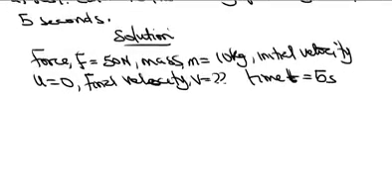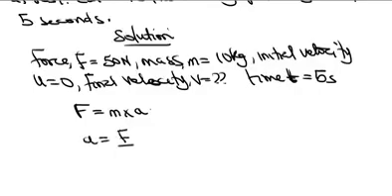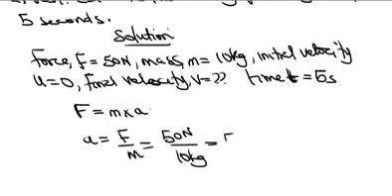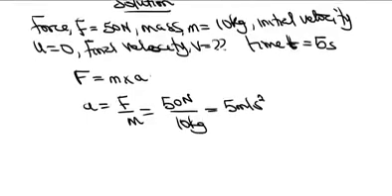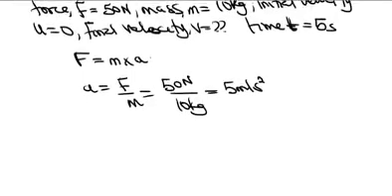So from here we could see that force is equal to mass times acceleration, and that's the second law. Our force is given, we have the mass, then we need to calculate the acceleration. So acceleration is going to be force over mass, and that's going to give us 50 Newton divided by the mass, which is 10 kilogram, and that will give us 5 meter per second square. That's the acceleration.